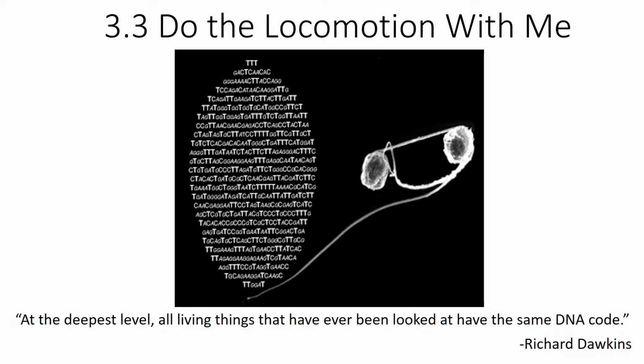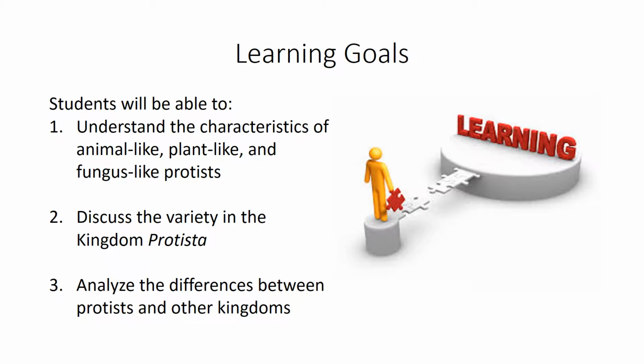We have a quote from Richard Dawkins. At the deepest level, all living things that have ever been looked at have the same DNA code. It's interesting how connected we are. So our learning goals for this lecture: students will be able to understand the characteristics of animal-like, plant-like, and fungus-like protists.